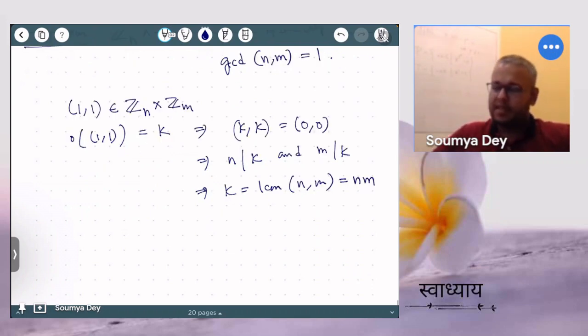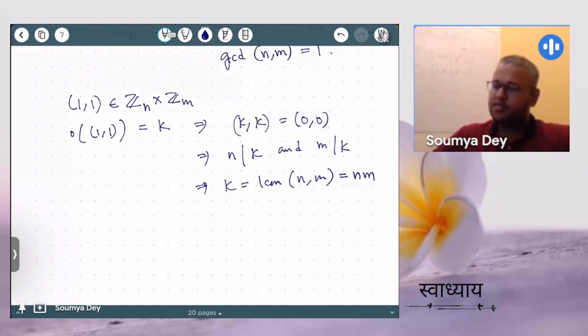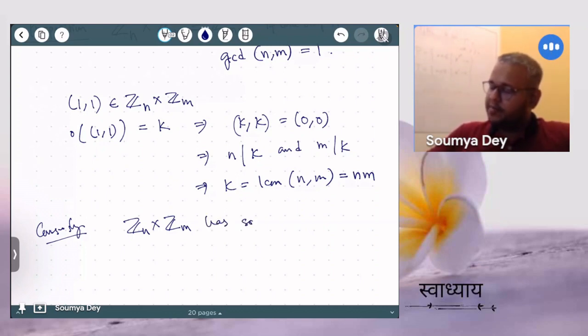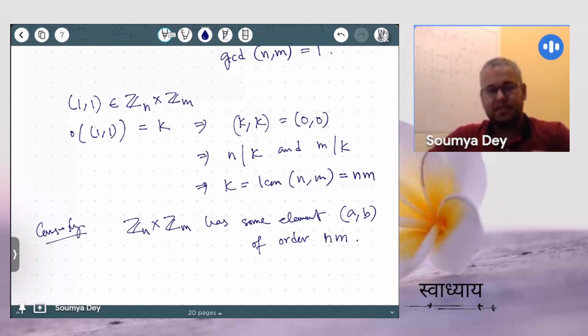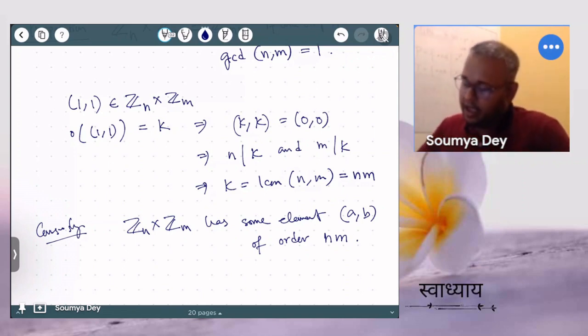The other way is again simple. Conversely, suppose Zn cross Zm is cyclic of order n times m. So this has some element, say (a, b), of order nm, which is the order of this group Zn cross Zm. And now we have to show that the GCD is 1.